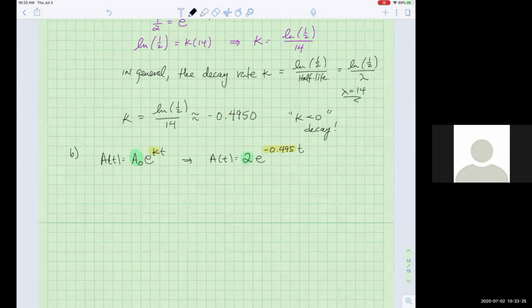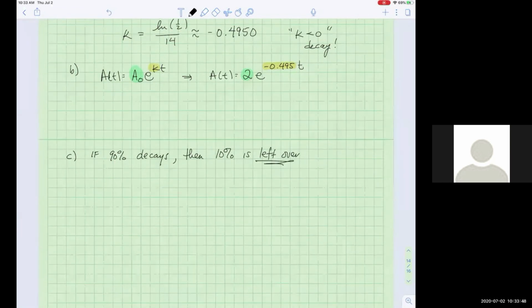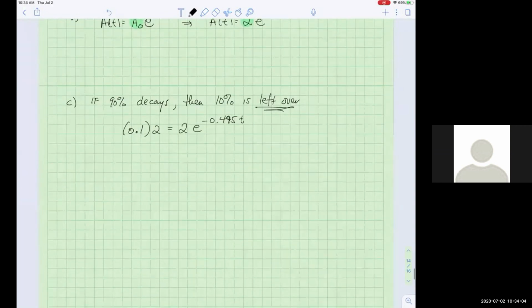For part C, finally, they say how long until 90% has decayed away? Well, if 90% decays, then 10% is left over, which means that I want to know what 0.1 times 2 equal to 2 times e to the negative 0.495 t will yield for a value of t.